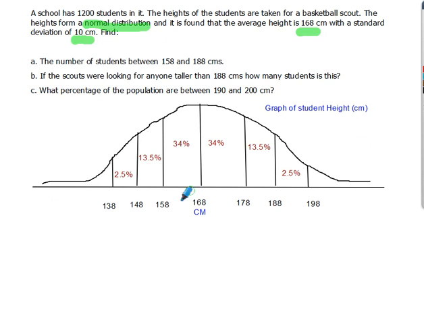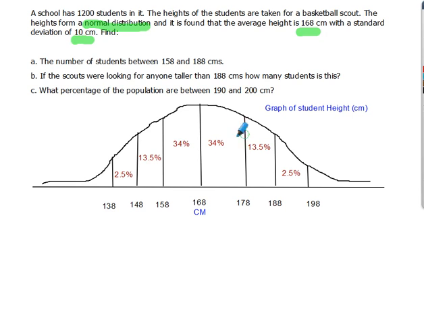So I've already drawn the graph beautifully, as you can see. I put in the percentages of 34, 34, 13.5, 13.5, 2.5, 2.5, realising that's the numbers that we are going to be using. I've got a title, I've got centimetres down the bottom and I've put in 168 and it's gone up in tens because that's my standard deviation, up to 198 and then down here to 138. So that's pretty groovy. Now, what does that mean for us in terms of solving this?